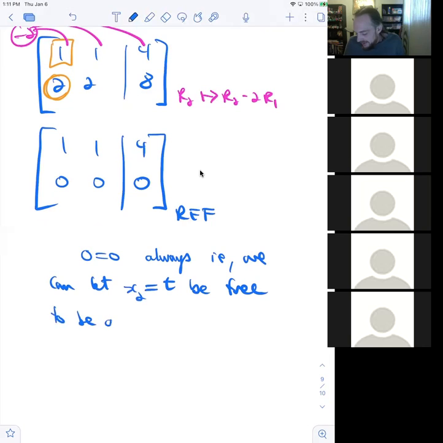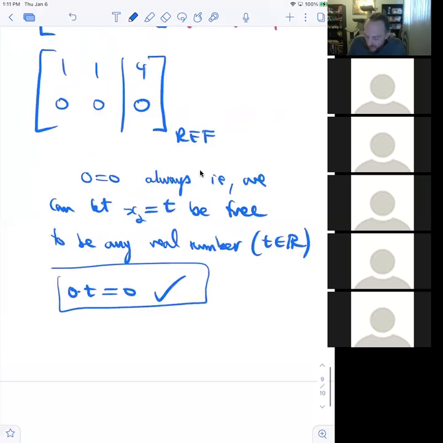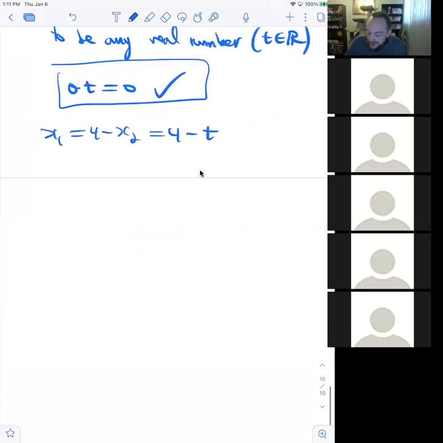What we mean by that is we're letting t be any free number. There's no restriction. When is this true? What's 0 times t? 0. So that's always true. So is there a restriction on t? No, there isn't a restriction on t. And then what is x1? Well, x1 is equal to 4 minus x2, and that's 4 minus t. And so what does that give us? Infinitely many solutions.